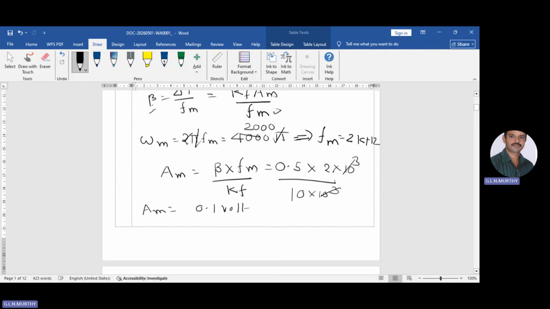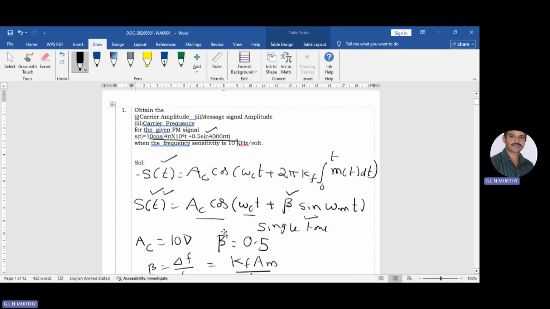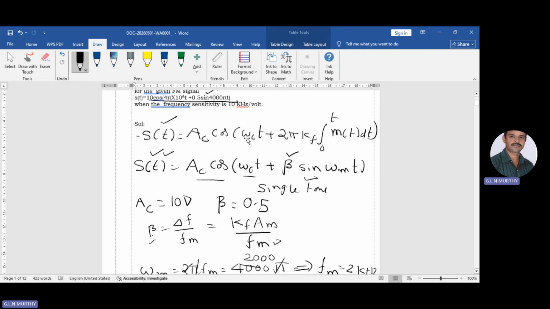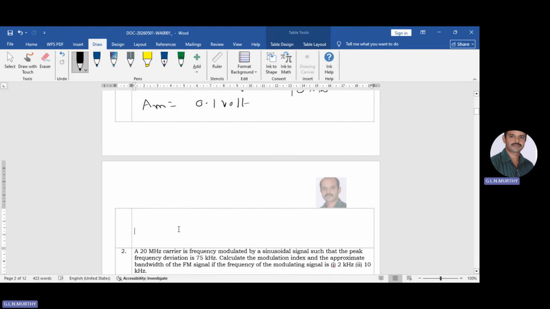Then what else is asked in the problem? You have been asked what the carrier frequency is. So where is the carrier frequency? ω_C. How much? It is right here. Okay.